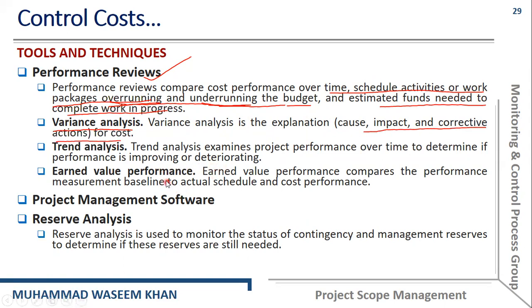The trend analysis examines the project performance over time to determine if performance is improving or deteriorating. The third one is earned value performance. Earned value performance compares the performance measurement baseline to actual schedule and cost performance. You know that we have discussed the earned value management, and these are similar things. Actual performance includes the cost performance and the schedule performance. So please remember that.